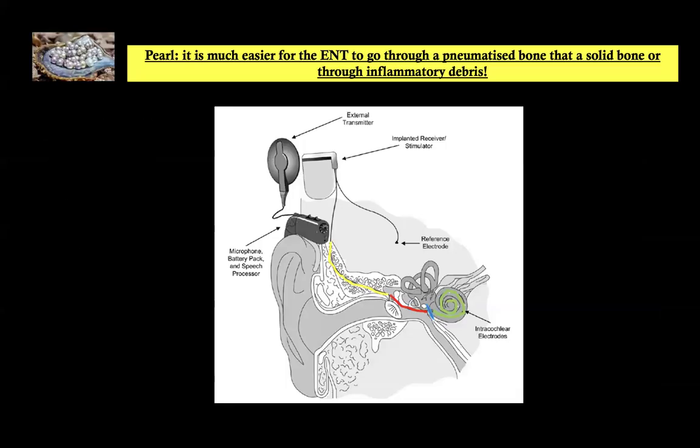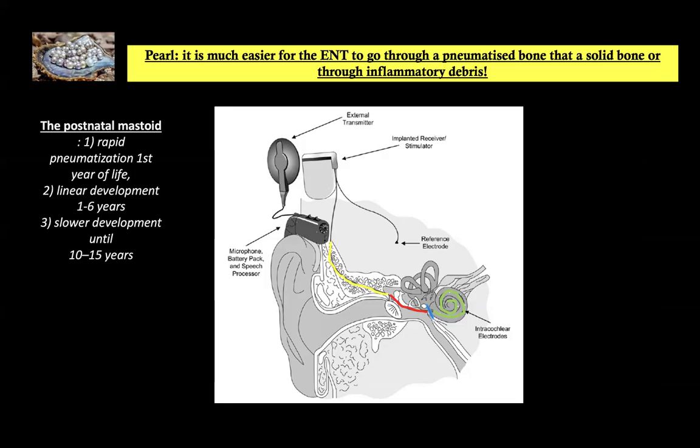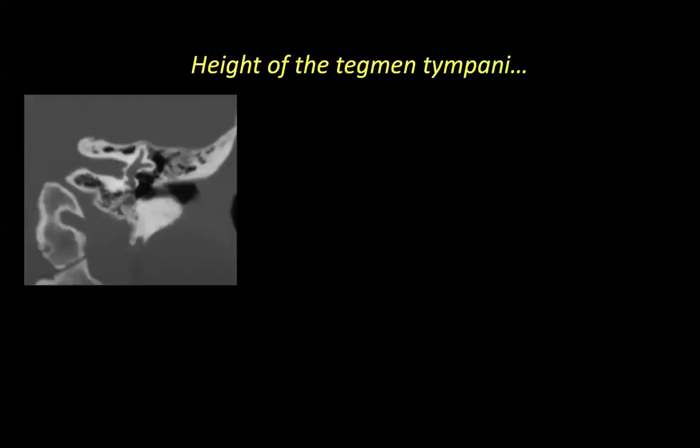So the parallel is that it's much easier for the ENT surgeon to go through pneumatized bone than a solid bone or through inflammatory debris. But also, dealing with children, take into account that the pneumatization changes quite faster than the expected pneumatization of the paranasal sinuses. It's a bit easier for us because after the first year of life, most of the pneumatization is preserved, but still there are publications, look it up, showing the trajectory of pneumatization.